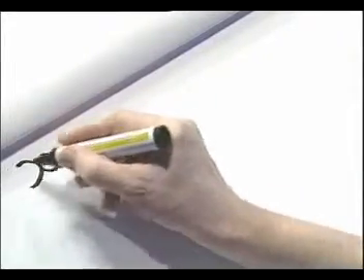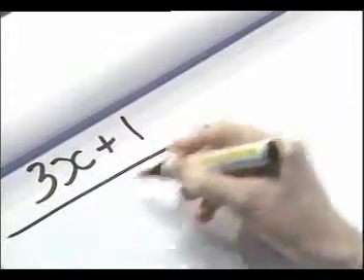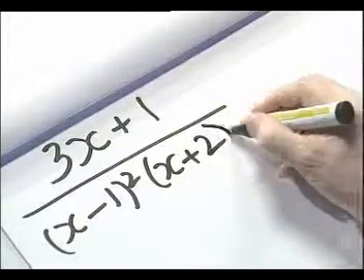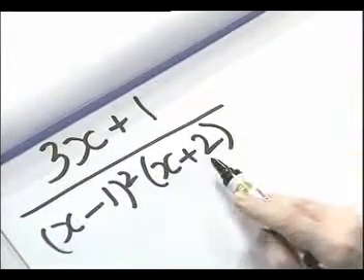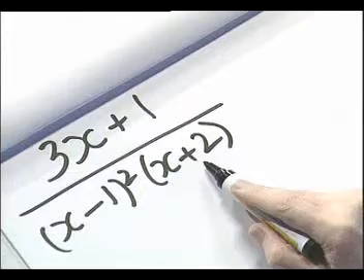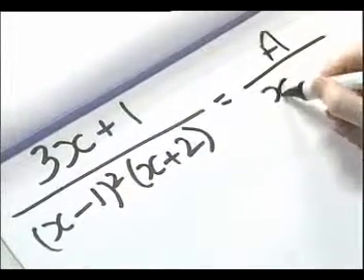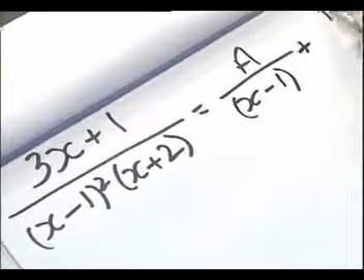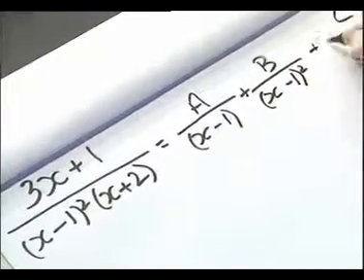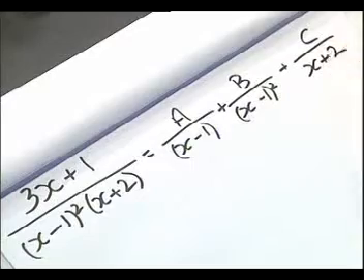Sometimes the denominator is more awkward. For example, to express 3x plus 1 over x minus 1 squared times x plus 2, there are actually 3 possibilities for a denominator in the partial fraction. We've got x minus 1, x plus 2, but there's also the possibility of x minus 1 squared. So we write down a over x minus 1 plus b over x minus 1 squared plus c over x plus 2.